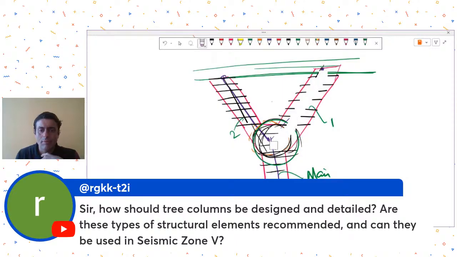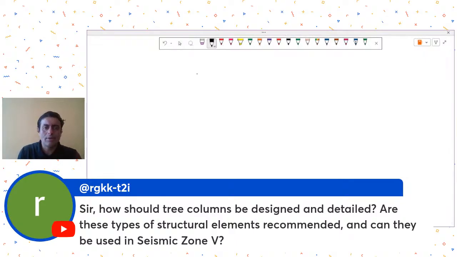For detailing, you may not be able to continue the bar from the bottom to top in one piece, because then there are some requirements of the slope of the bar that you can maintain.